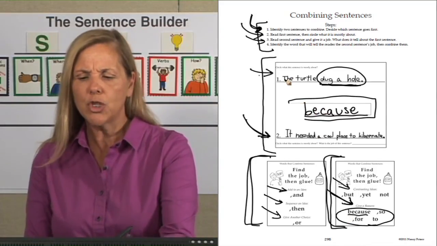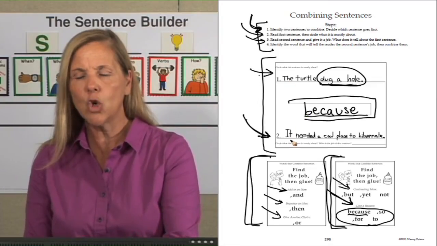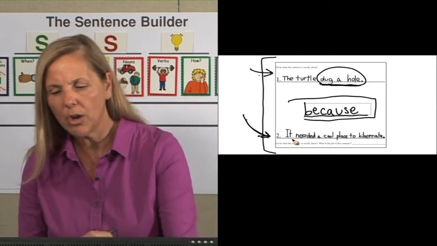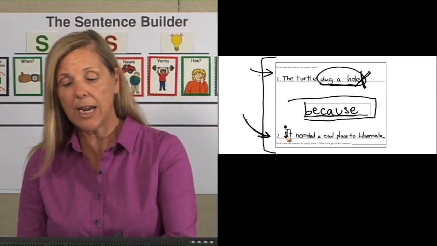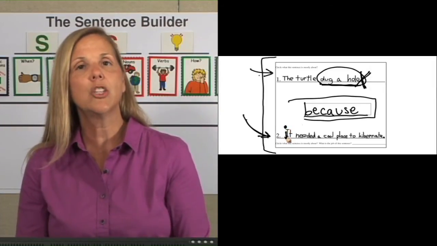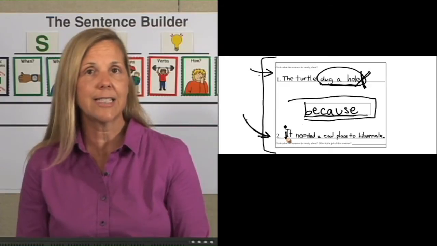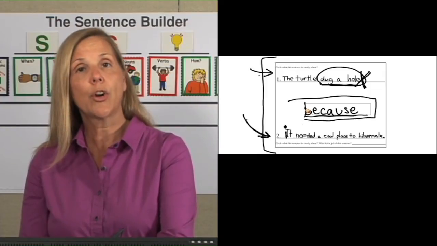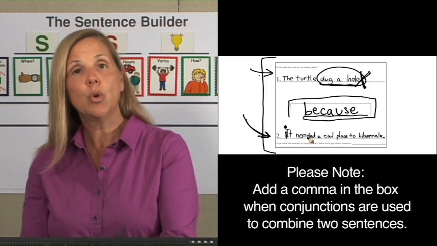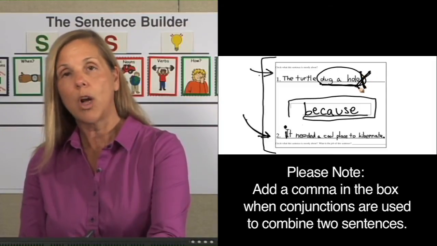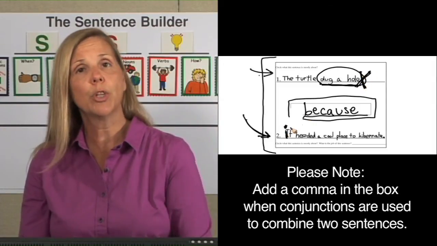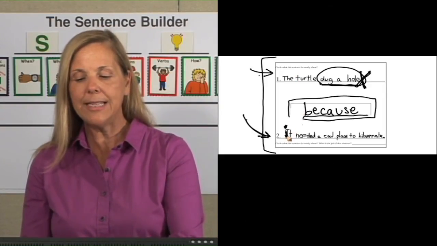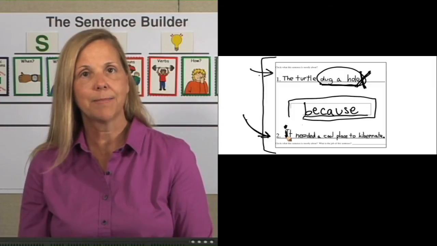So we have the turtle dug a hole because it needed a cool place to hibernate. We are connecting these two sentences together, so what do we need to do? Get rid of that period and change the capital of the second sentence into a lowercase because it no longer starts a sentence. And that was our step 4, where we identified our word, put it on our paper, connected the two sentences together, crossed out the period, changed the capital to a lowercase, and here's our new sentence. The turtle dug a hole because it needed a cool place to hibernate.